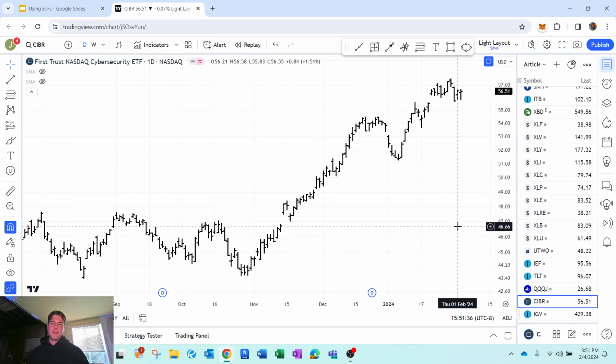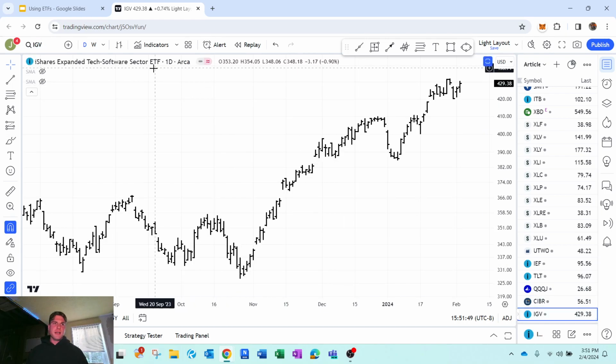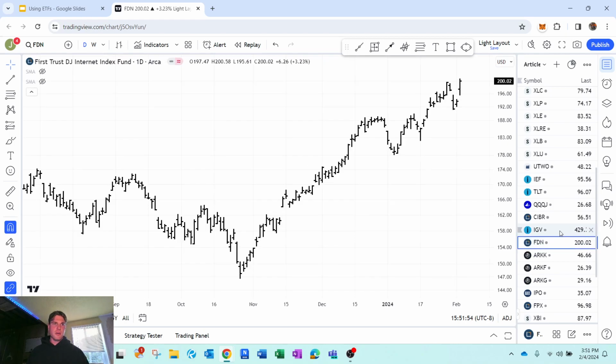Cybersecurity is stocks like Palo Alto Networks, Zscaler, and CrowdStrike, and these have been some of the best performing stocks that we've had this year. IGV is a software tech ETF, and then FDN is just a general internet index fund. So these are different technology funds that you can follow. They all have a little bit different thesis and expense ratio behind them, so it's important to see exactly what the components inside these ETFs are and if they track the market participation that you want to be in.